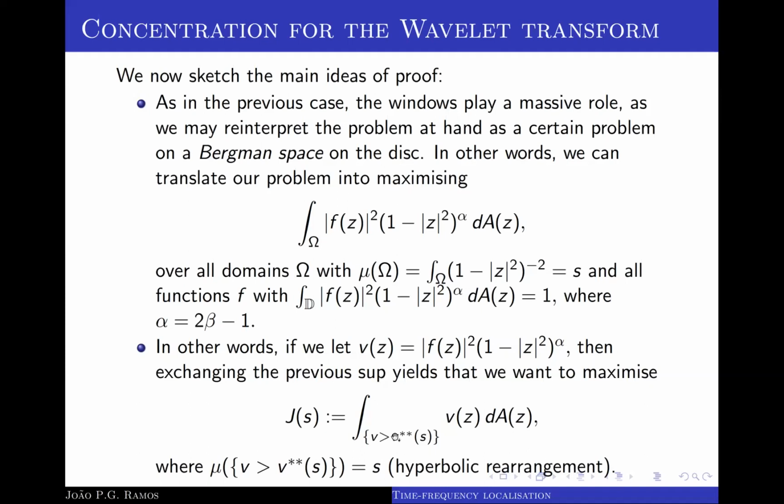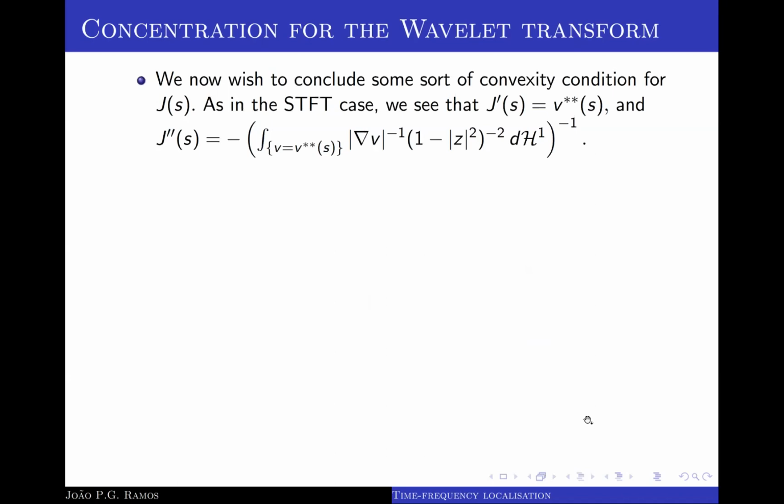So that's a fancy word for saying the unique function that satisfies this property here, right? That the measure of the set where v is greater than v star star of s is equal to s. So, as in the previous case, right now I'm going to explain more or less what the techniques are going into the proof of the short time Fourier transform case.